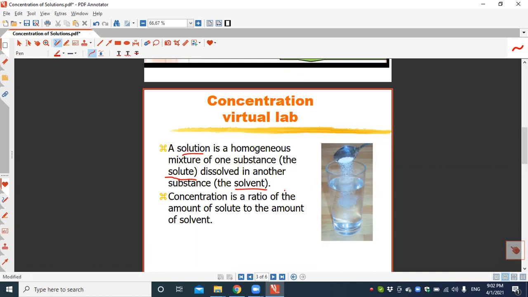Now we need to use another technique. It's called a quantitative technique, by determining what? By determining the specific amount of the concentration. Again, concentration is the ratio between the amount of the solute and the amount of the solvent.